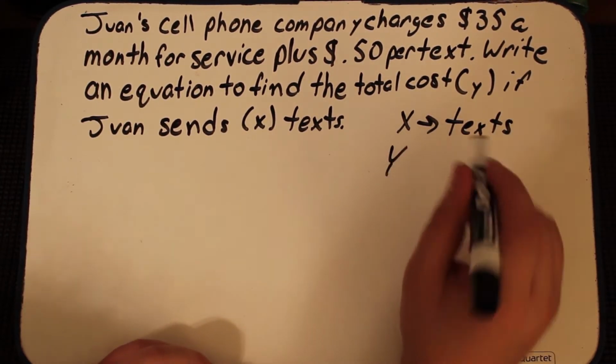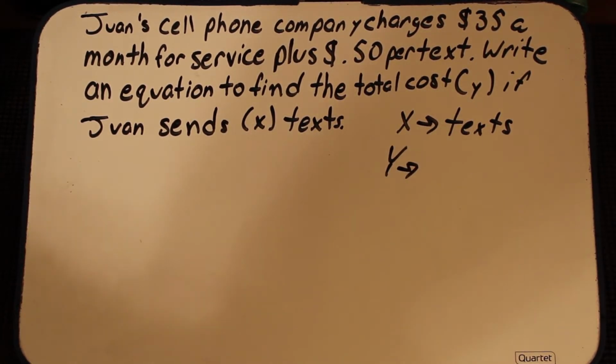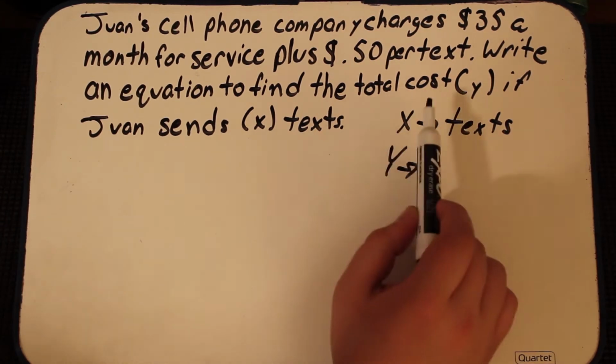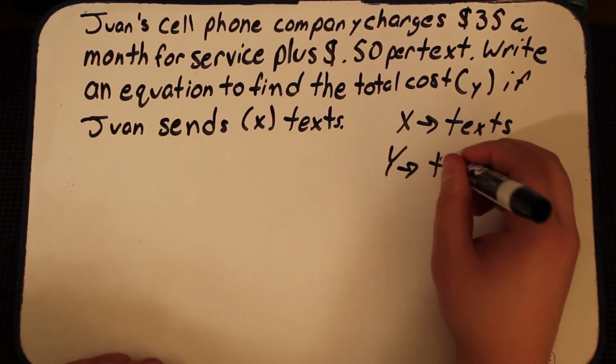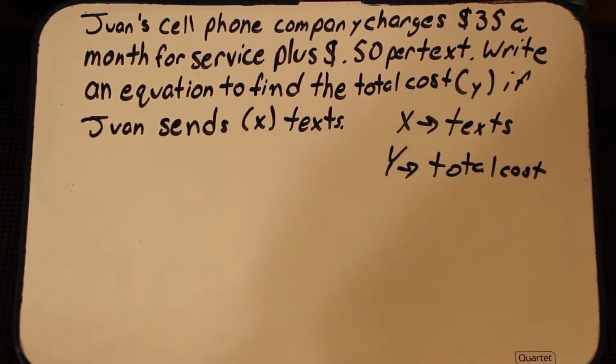The next thing we're going to do is define my y variable. And y, they tell us, is total cost. So I'm just going to write total cost, just like I did the last time.